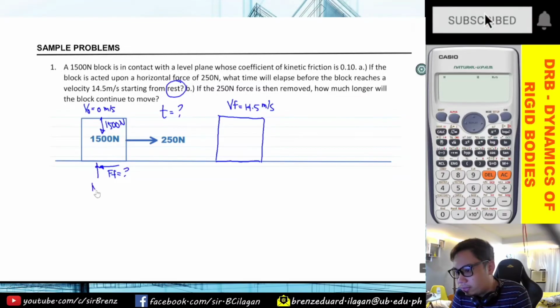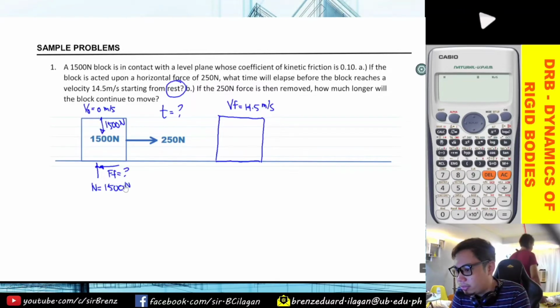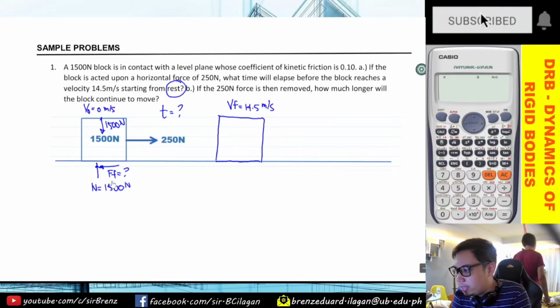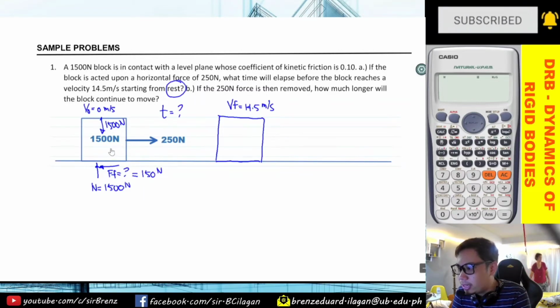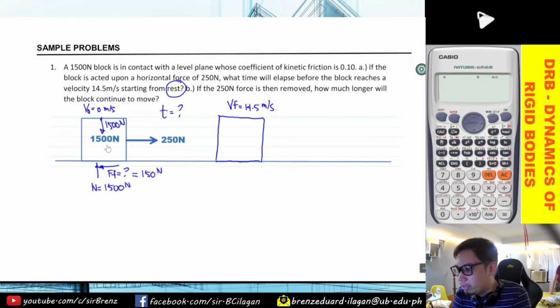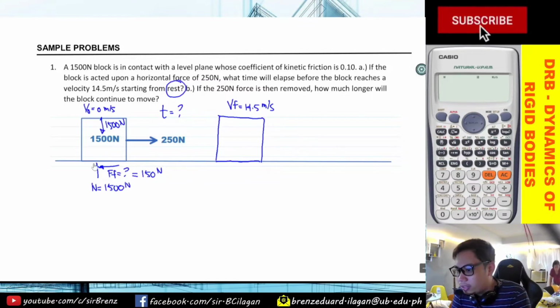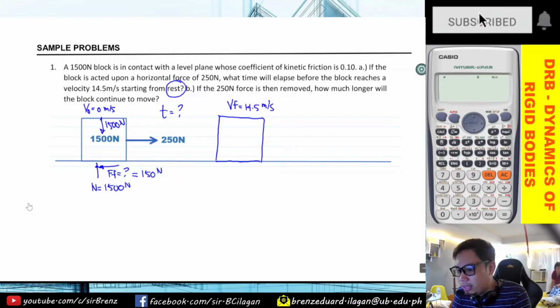So the normal force, by free body diagram, summation of forces in Y, by inspection alone, I could say that our normal force is just equal to the weight of the block, 1,500 Newton. So the frictional force is 0.1 of that, which is just 150 Newton. So I think we now have complete the forces we need in the impulse and momentum equation. So we can start now for letter A.